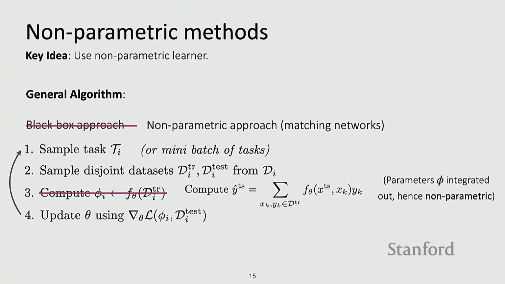And as we talked about very briefly, because we're essentially integrating out these parameters phi, we're not actually representing phi directly. This is why it's referred to as a non-parametric approach: we don't have parameters. And then in terms of actually updating in the meta-learning process, we update the parameters of our embedding function such that the nearest neighbors process produces the correct answer.